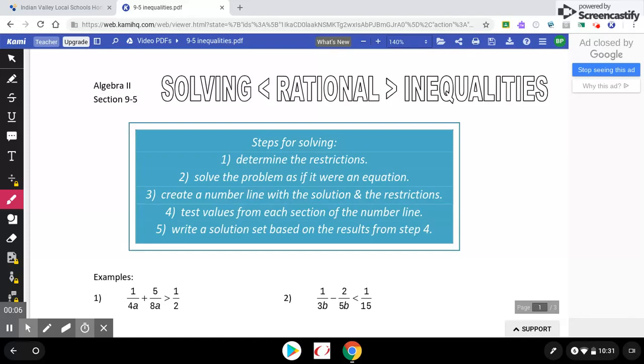So we're going to show you how to solve rational or fraction inequalities. As you can see by the box, it's kind of a pain. It's a long, tedious process, 5 steps to do. But it is similar to solving the equations, and it involves a number line, which you guys have done in the past. So hopefully not too bad.